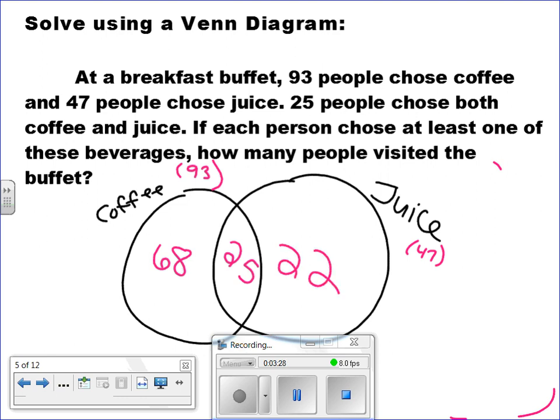Now sometimes there's a question. It's not just making the diagram. So they do have a question. If each person chose at least one of these beverages, how many people visited the buffet? So what numbers would we add up to see how many people visited the buffet? Andrea? 47. I don't think, because this 93 counts for some overlap, and this 47 counts for some overlap. So what I would do is just add up these 3 numbers. Does that make sense? So 68 plus 25 plus 22. Add that up for me. 115?